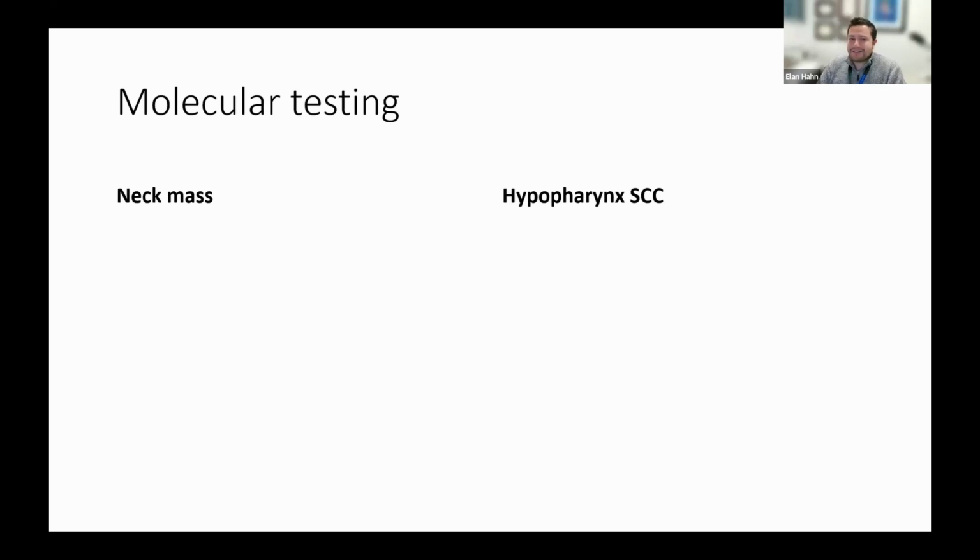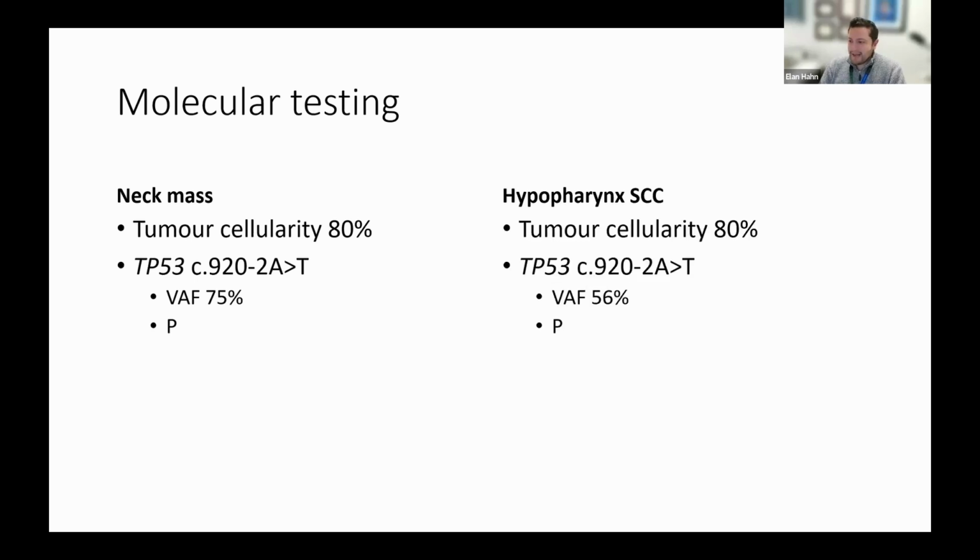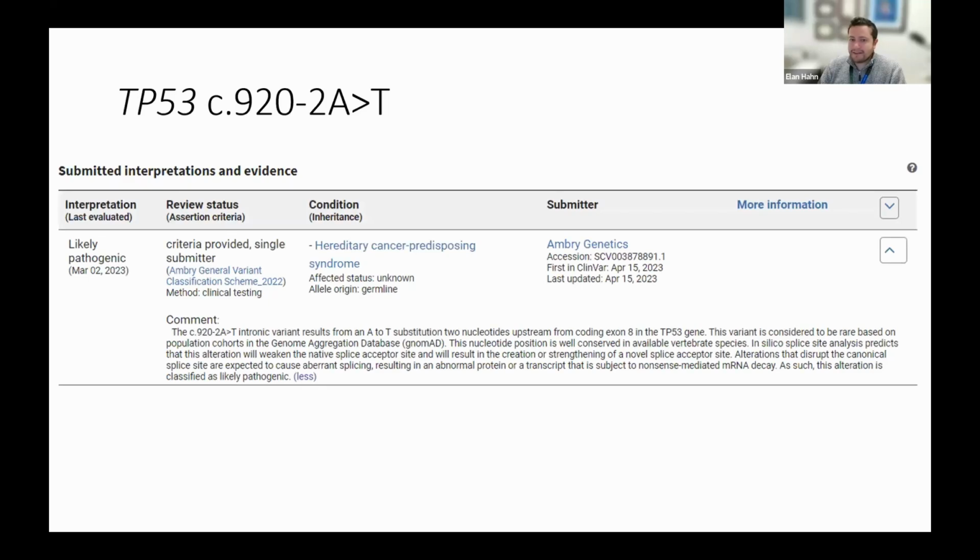So to answer this question, let's go to molecular testing. Our neck mass showed tumor cellularity 80%, and a specific, more rare TP53 variant than we'd seen before, and the hypopharynx showed the same one. This is predicted to be a splice site variant. It will weaken the native splice acceptor site and create a new one. And this is expected to cause aberrant splicing and result in an abnormal protein. So this is classified as pathogenic.